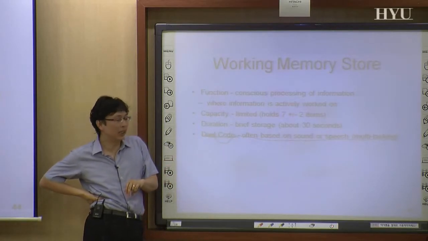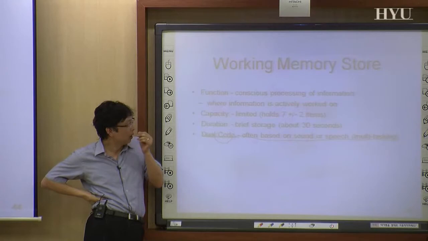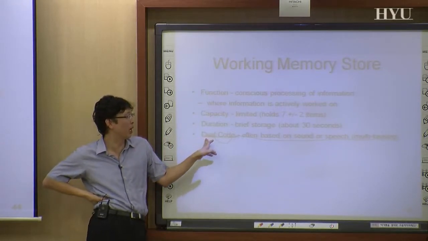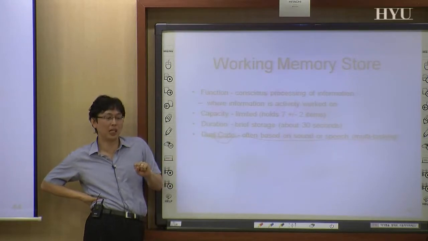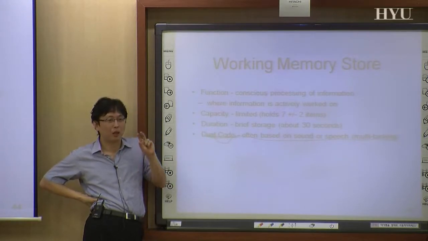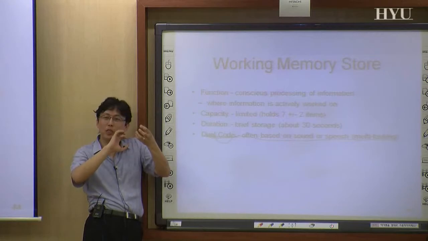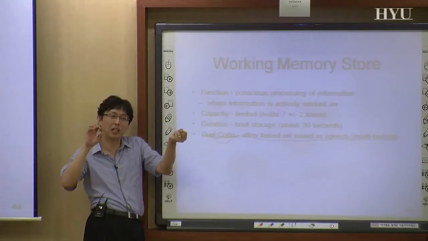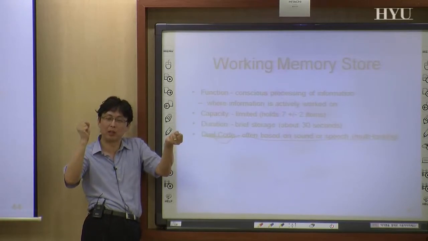Okay, Baddeley made the model called working memory, and he also identified that we have a dual code, such that working memory has two separate dimensions. One is visual working memory, the other one is audio working memory.